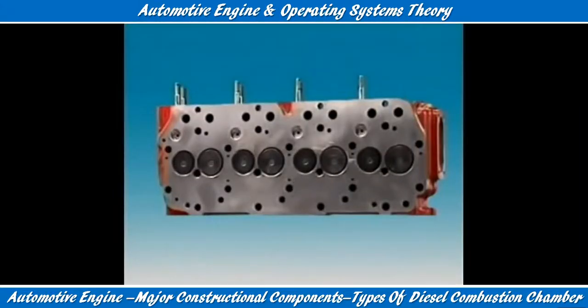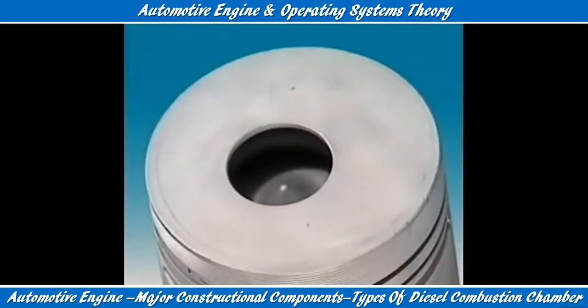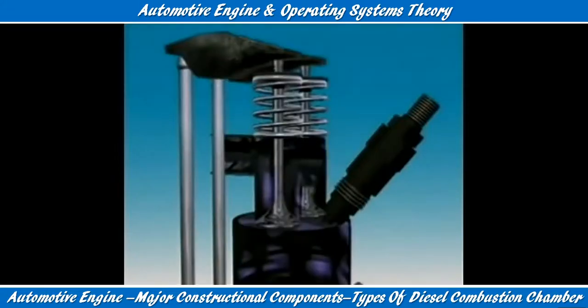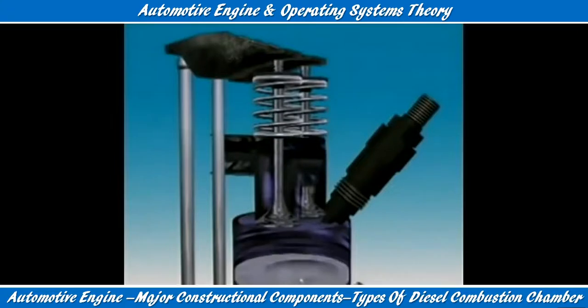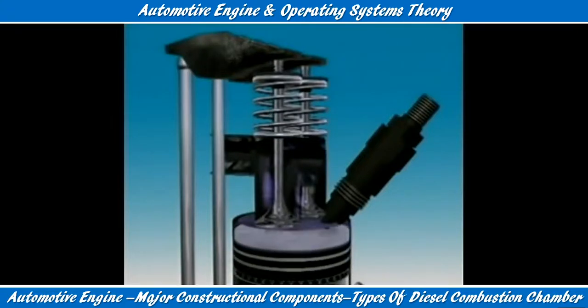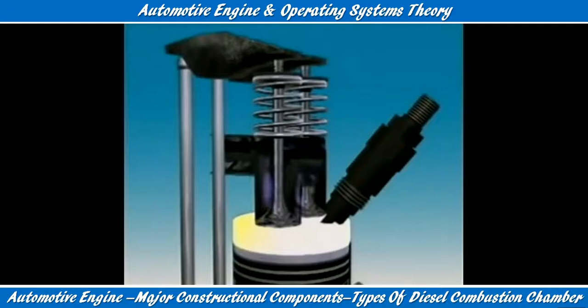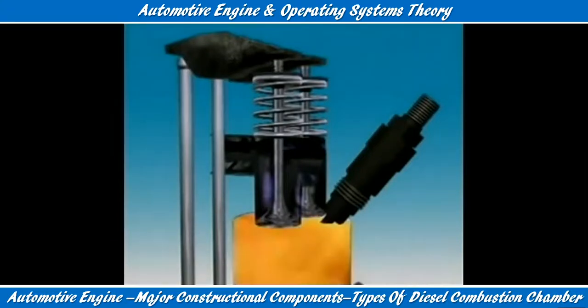Engines using direct injection have cylinder heads with a flat face. The combustion chamber is formed in the top of the piston. Sometimes the rim of the piston provides squish, forcing the air to the centre of the combustion chamber. This causes turbulence as fuel is injected into the cylinder.